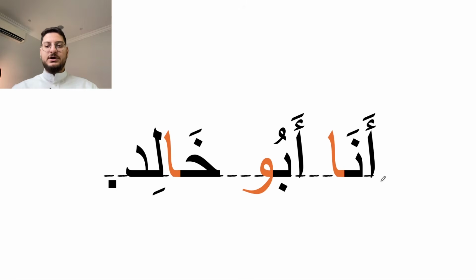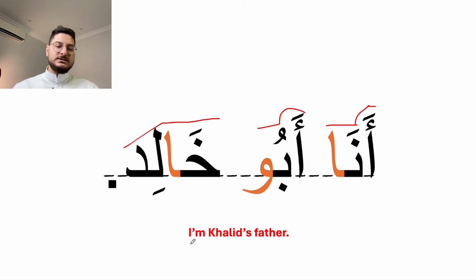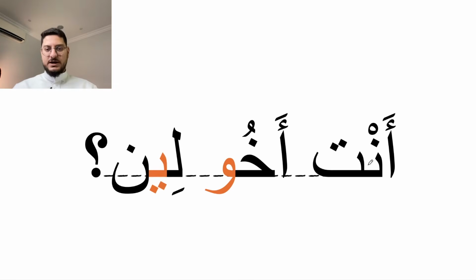Next one. Now let's read these sentences. Starting with the first word, this is ana, which means I. The second word we have abu, and abu means father. And then we have Khalid, and Khalid is a name. Now, Abu Khalid means Khalid's father. Abu Khalid, Khalid's father. So, Ana Abu Khalid, I am Khalid's father. Ana Abu Khalid.